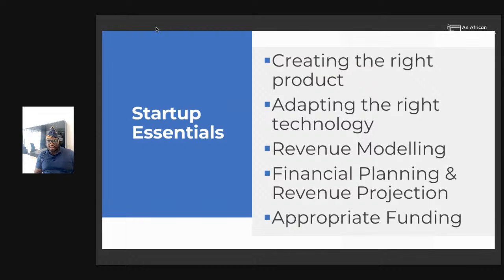Another topic we're going to look at is adapting the right technology. At every stage when you're starting a business, you might not necessarily have the right resources to get your minimum viable product, your MVP.